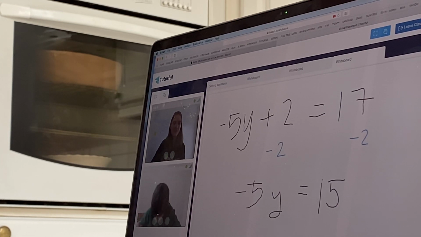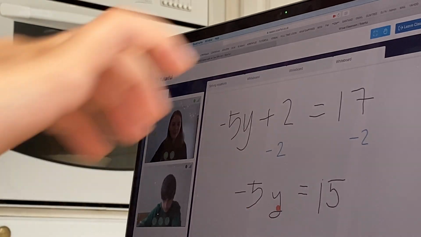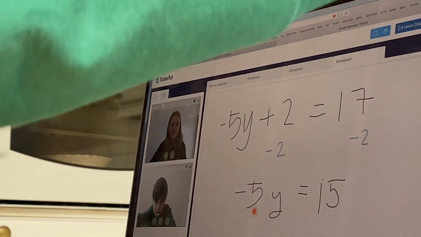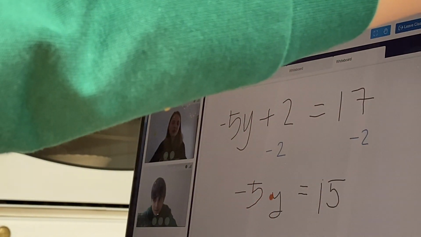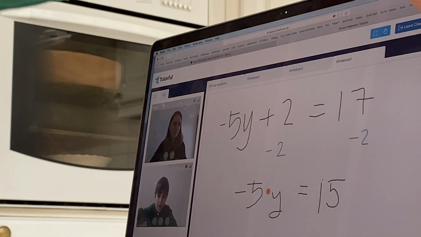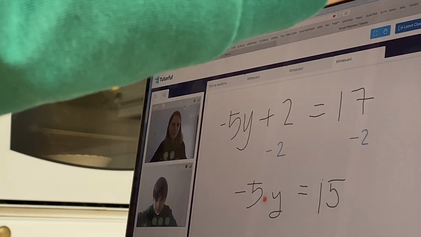Now we have -5 lots of y equal to 15. So what are we doing to y? Remember, the aim is to find what y is. What's happening to the y? Why is it not only just y at the moment? What's going on? There's a -5, isn't there? And what's between these two symbols?